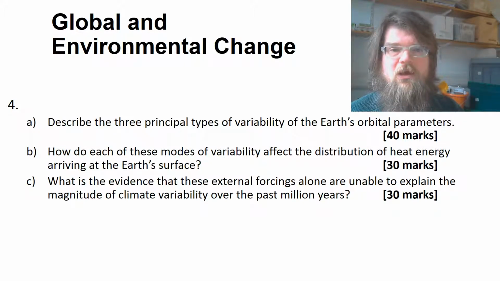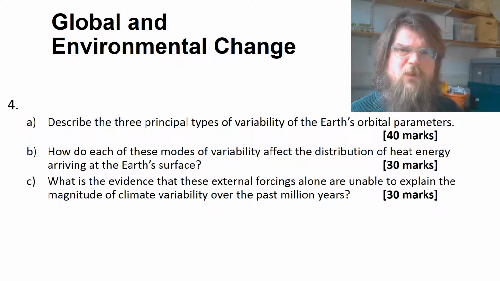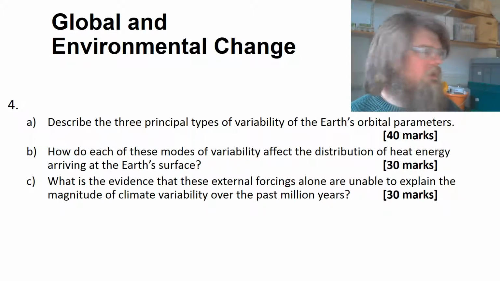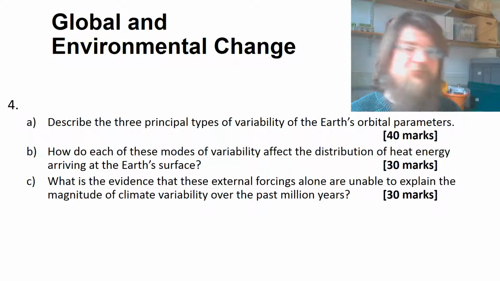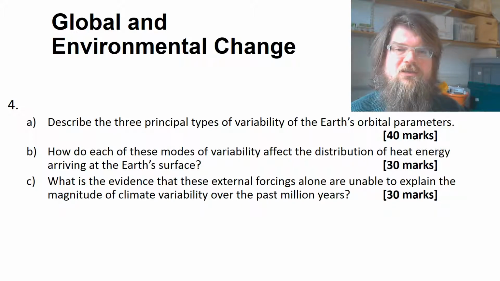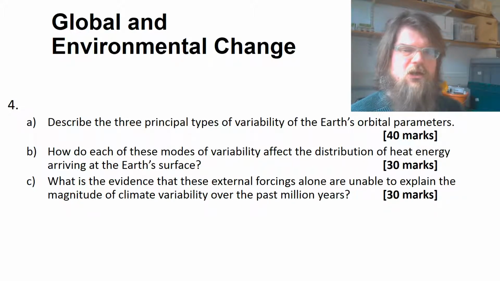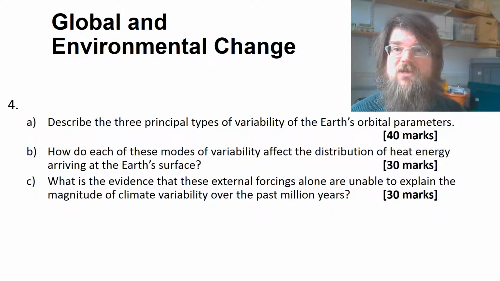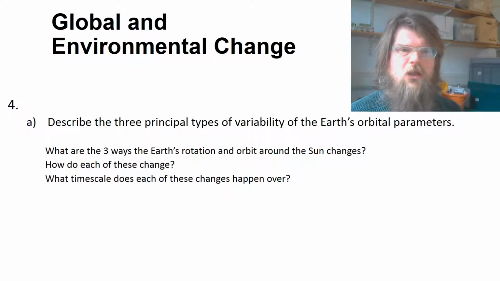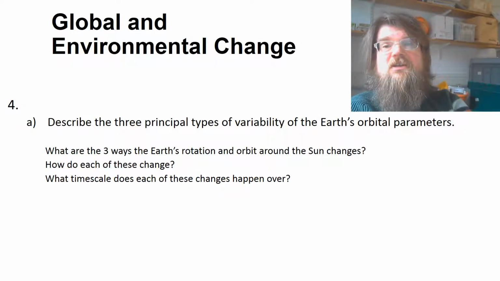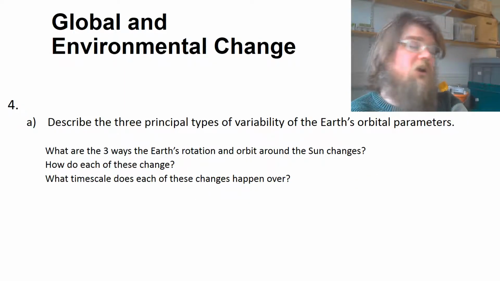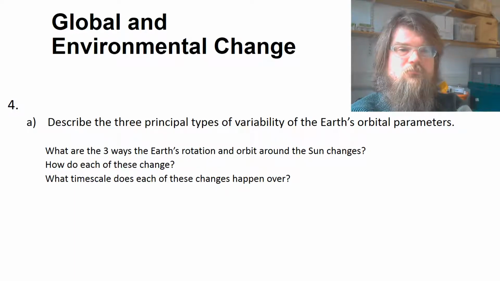And then the last part, which people did quite badly on, is asking what is the evidence that the external forcings are not the only thing going on in this climate change. We'll come on to look into that towards the end of the video. So again, just trying to deconstruct the first part of this question.